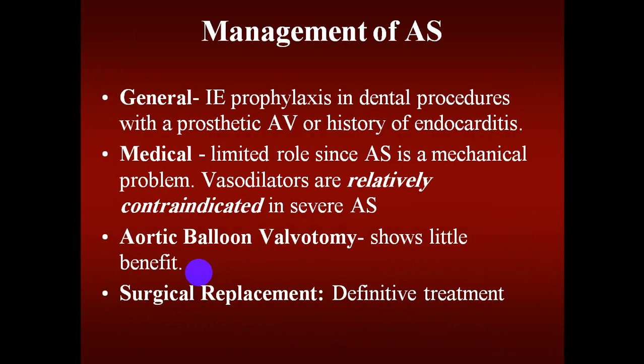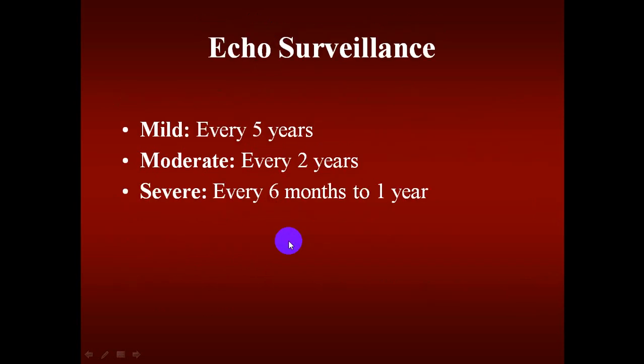Management of aortic stenosis, generally: infective endocarditis prophylaxis for high-risk dental procedures with a prosthetic valve or history of infective endocarditis. Medical therapy has a limited role, as we saw in pressure overload, since aortic stenosis is a mechanical, pressure problem. Vasodilators are relatively contraindicated in severe aortic stenosis because they increase the gradient. Aortic balloon valvotomy has shown little benefit. Surgical replacement is the definitive treatment of aortic stenosis.